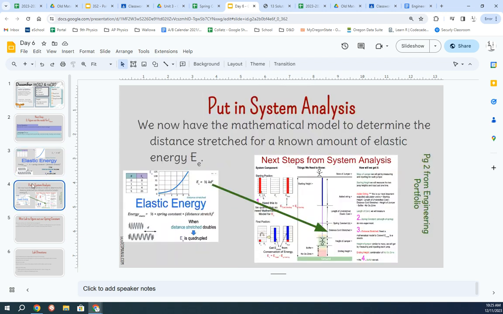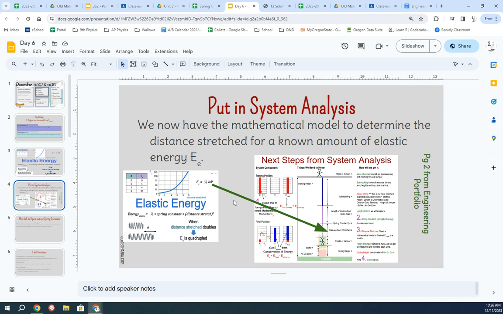But now we can go ahead and stick this into our system analysis. And of course, this is on page 2 from our engineering portfolio. Again, we should have most of this figured out at this point. Mass of the jumper, that's something that we're going to measure for each jumper. The starting height, right? There's going to be 2 options that the jumper chooses. They're going to tell us at the beginning which jump height they're going to be jumping from, the high or the low one.